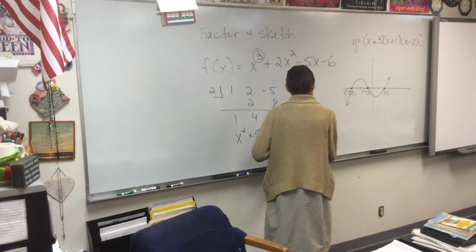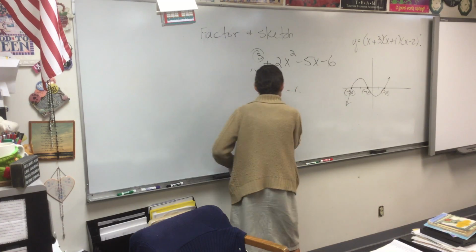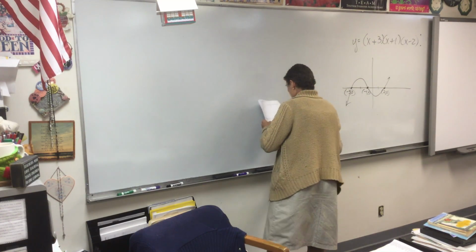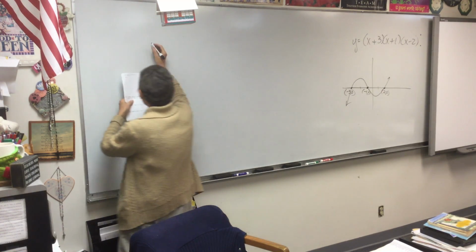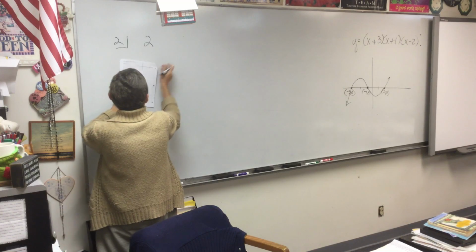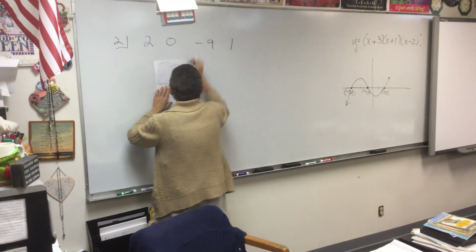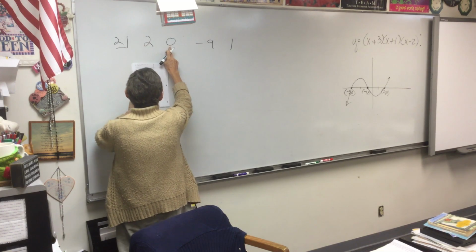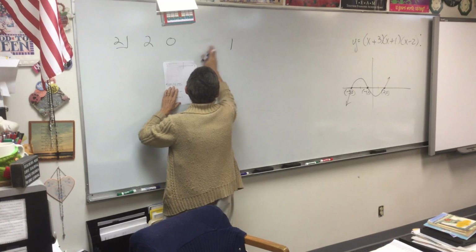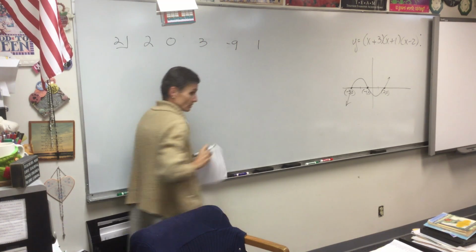So synthetic division practice. Everybody in the room knows how to do synthetic division. I just stuck in a couple tricky ones here. So what's tricky about A? There's something missing, so we'll put a 0. So we have 2, 0. Oh, I forgot my 3. And then -9 and 1. Now, does it look right?